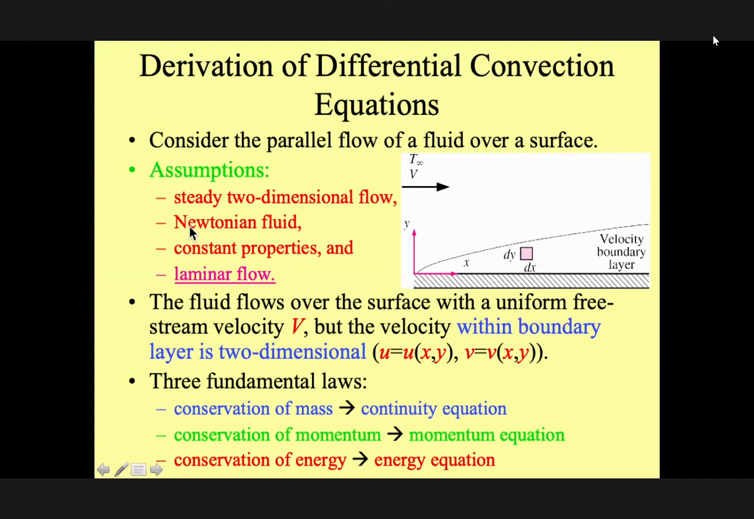Again, in order to take advantage of some simplification, we assume it is a Newtonian fluid. That means constant viscosity. And we assume the temperature range is small enough that we can assume the physical properties are constant. And we assume it is laminar flow, okay? Laminar flow, again, we don't want to deal with vortices and fluctuations. Therefore, we assume this. And therefore, our velocity is two-dimensional. We have velocity in this direction, and as we move in this direction, the velocity changes. Therefore, we have u and v.